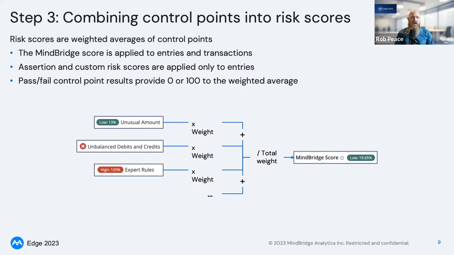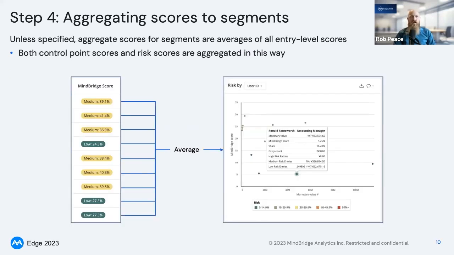So at this point, we have control points and risk scores for all entries and all transactions. The next step in the process is aggregating these scores to segments. This is fairly straightforward. So unless specified, unless we say otherwise, if you see a score, a percent risk score or control point score for a segment in your data, that's an average of all the entry scores for that segment. So for example, looking at the risk by user ID scatter plot on the right here, you see Ronald Farnsworth has a Mindbridge score of 5.25%. Since we don't specify otherwise, that 5.25% is the average Mindbridge score for all entries posted by Ronald Farnsworth. And so this applies to both control point scores and risk scores that you might see in the product.